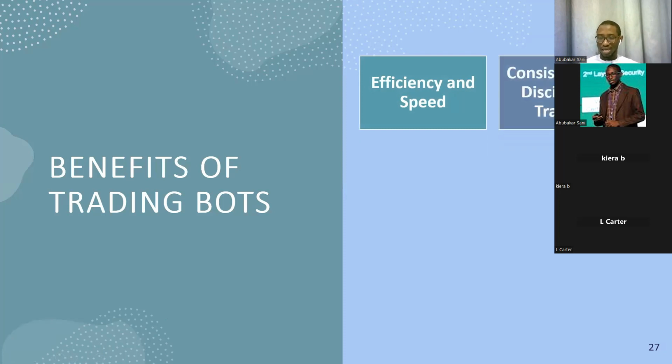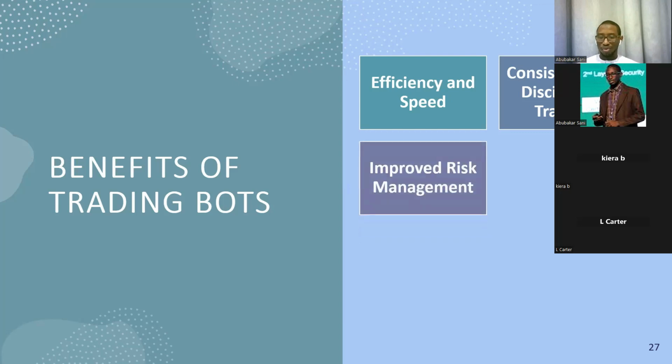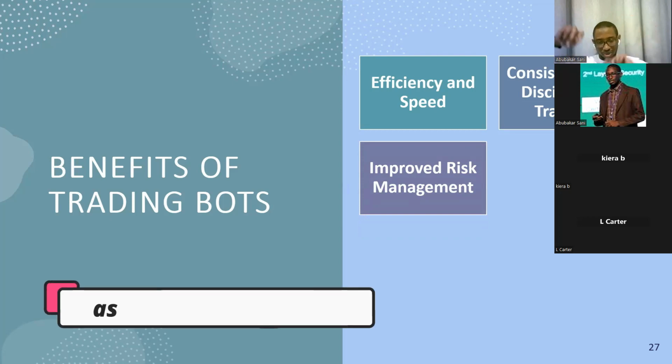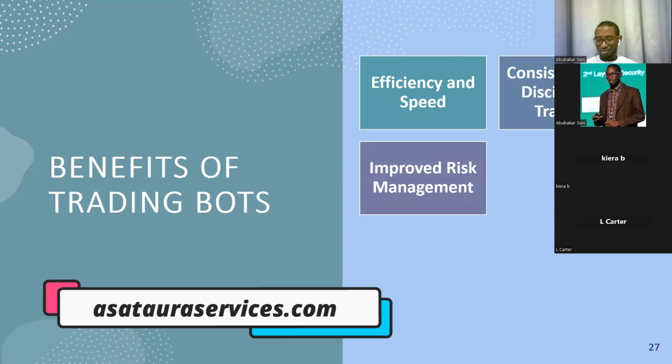Secondly, consistency and discipline. When you are trading, sometimes you might lack discipline, or sometimes you have planned for everything, but your psychology wins and you go and make huge mistakes. So when you have the bot, you don't have that issue, and it follows consistently the risk management that was defined. So there will be no issue of playing around with the stop loss and take profit.